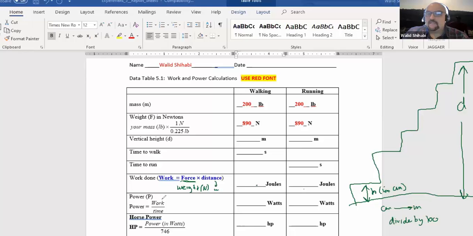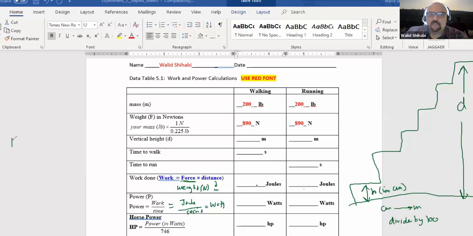Now, power is defined as work divided by time, so it's how fast you do the work. So to get the power, you have to divide the work in the previous row by the time. So you'll divide row 5 by row 4, and this will give you the power in watts. Power is in joule per second, and we call this unit watt. So 1 watt is basically 1 joule per second.